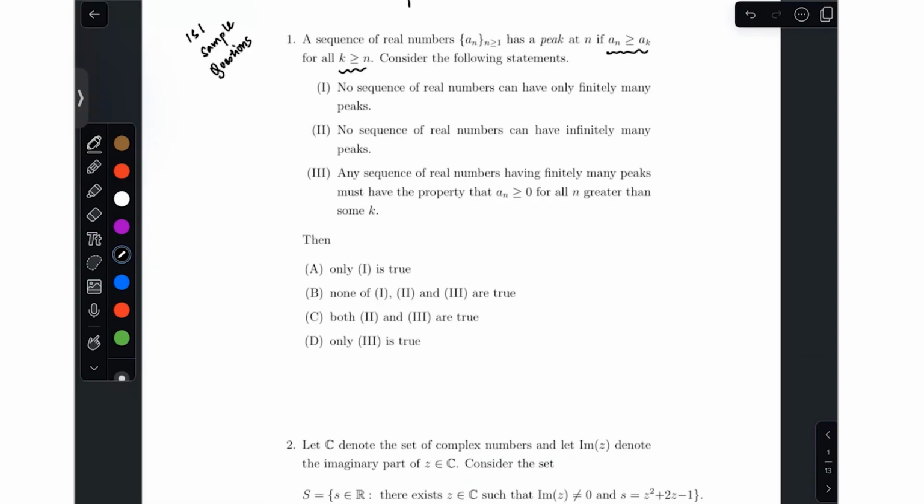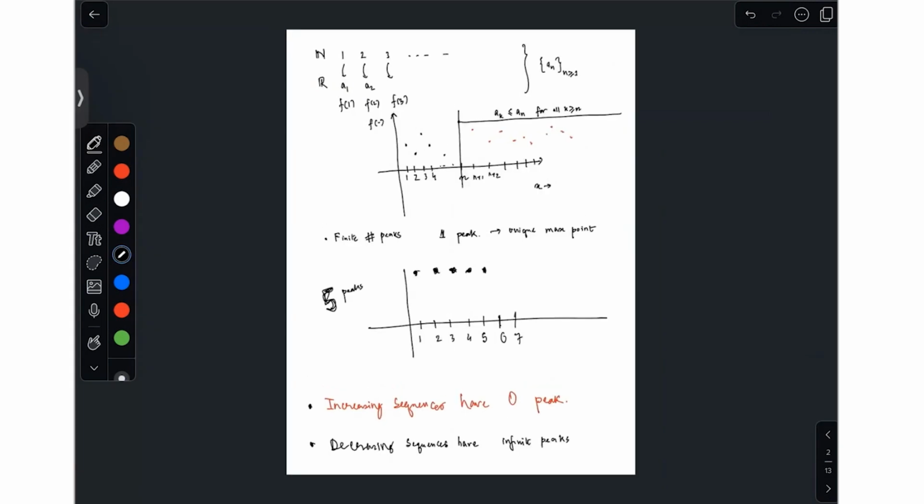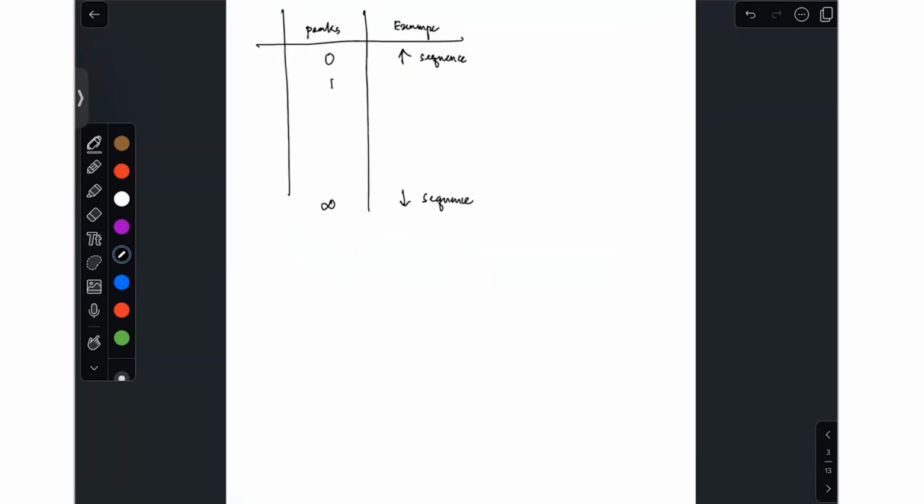There are options about infinitely many peaks, options about finitely many peaks, and some property about having finitely many peaks, right? So let's understand what finitely many peaks mean. First of all, can there always exist finitely many peaks? I think the answer is yes. Can you make any sequence with exactly k peaks? It's very easy. You want k peaks, and you do not want any other element after that to be a peak.